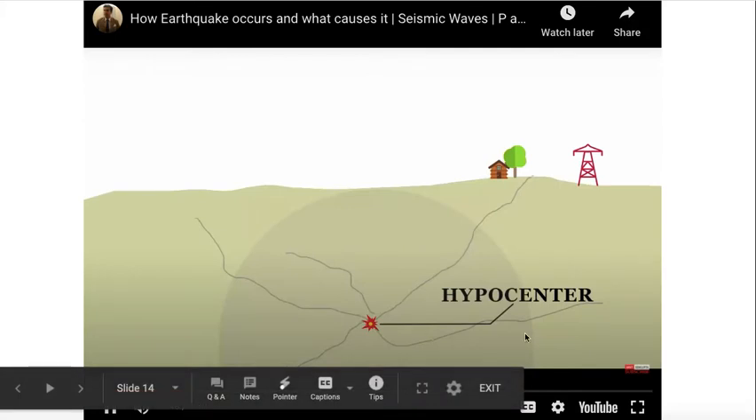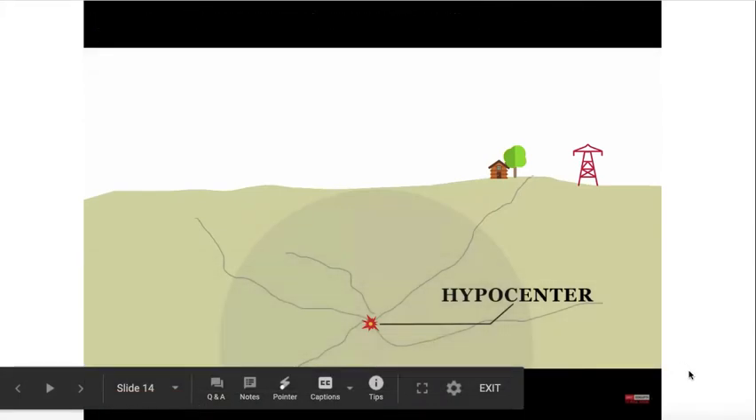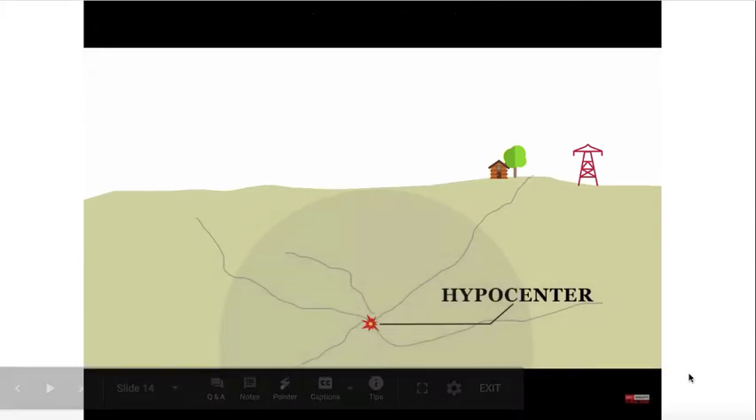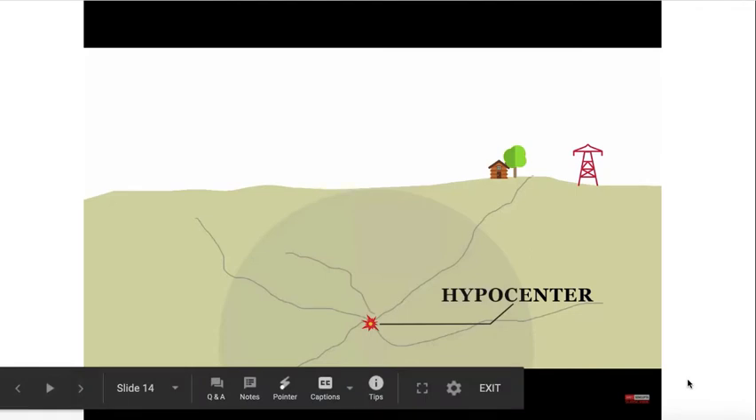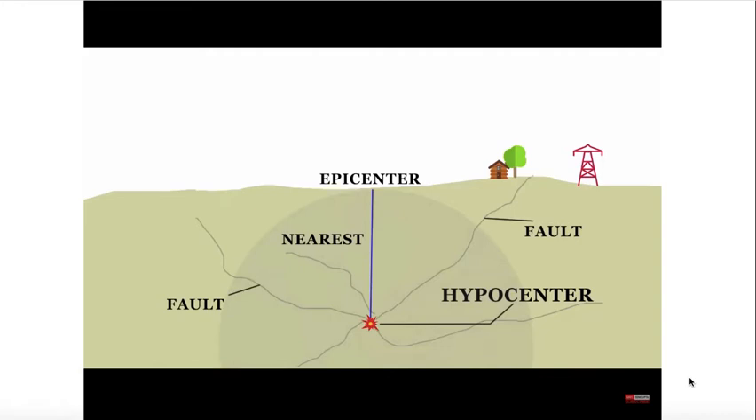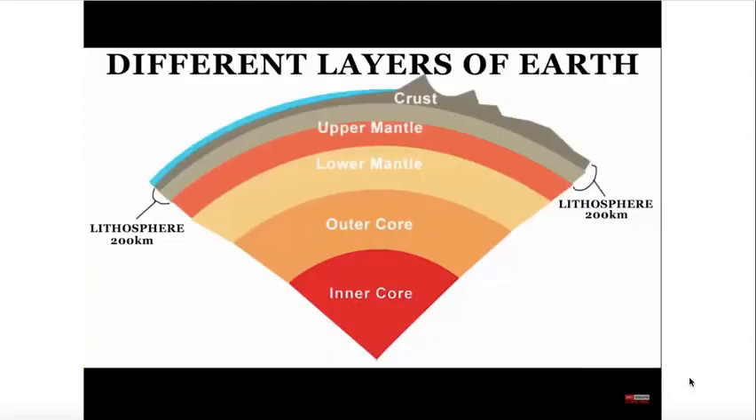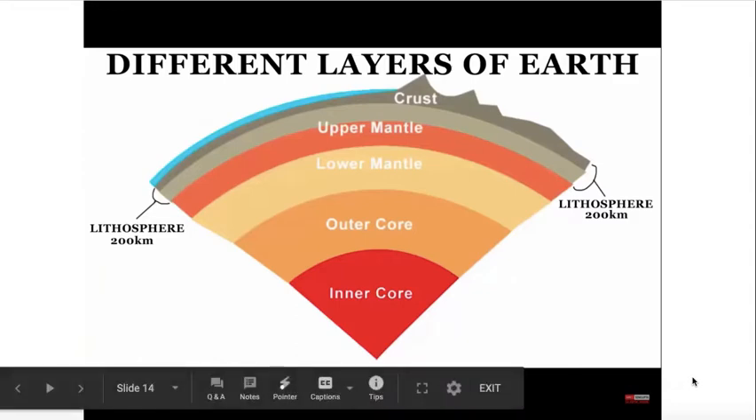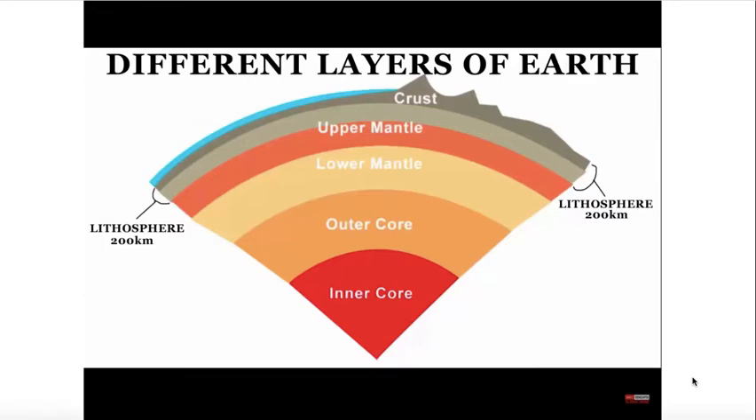The point where the energy is released is called the focus of an earthquake, or there is also a term given to it called the hypocenter. The energy waves traveling in different directions reach the surface. The point on the surface nearest to the focus is called the epicenter. This place is the first one to experience the waves. All natural earthquakes take place in the lithosphere. The lithosphere refers to the portion of depth up to 200 km from the surface of the Earth.